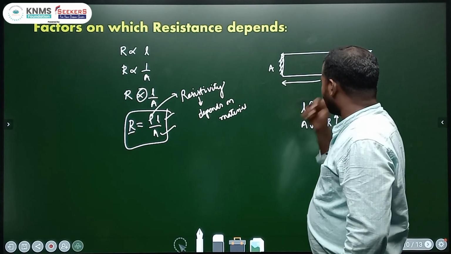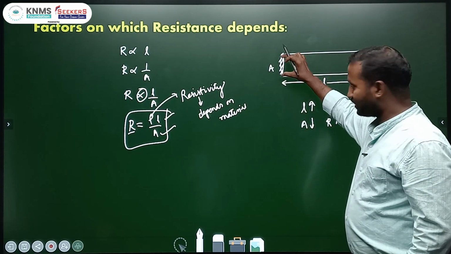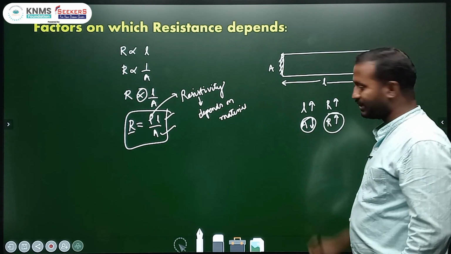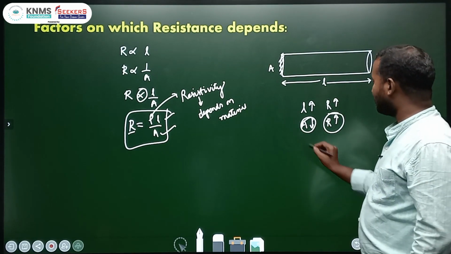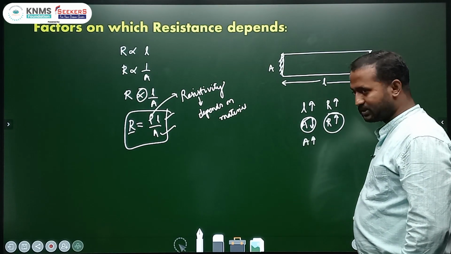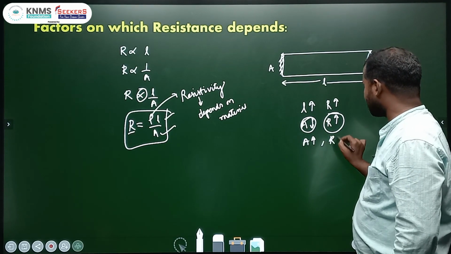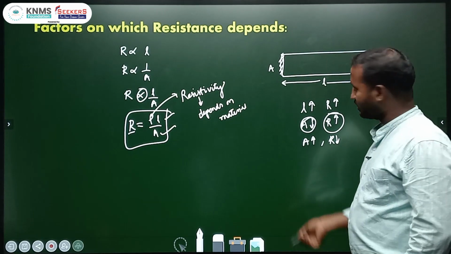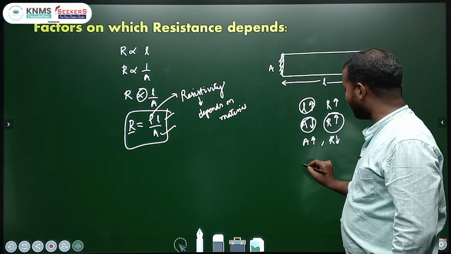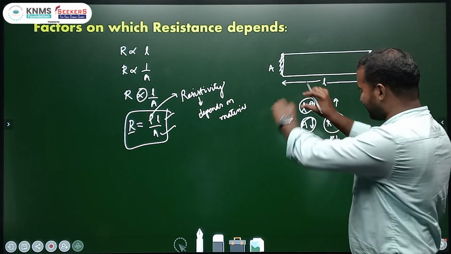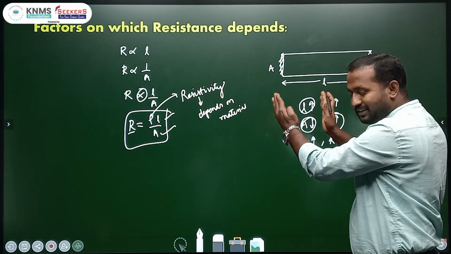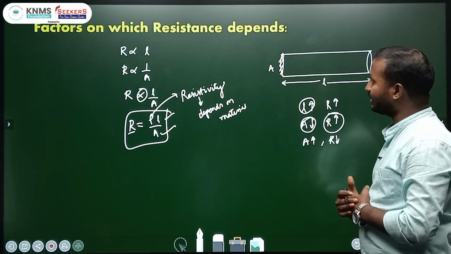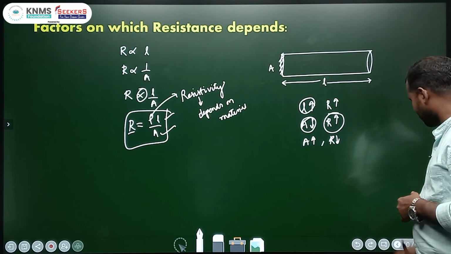If you are taking a thin wire, the area of cross section will be less, so resistance automatically increases. If the area of cross section is large, then resistance decreases, which means the opposition offered by the metal or conductor decreases. Now if you talk about length, if length increases, resistance increases, whereas if length decreases, resistance decreases. That's how resistance depends upon such factors.